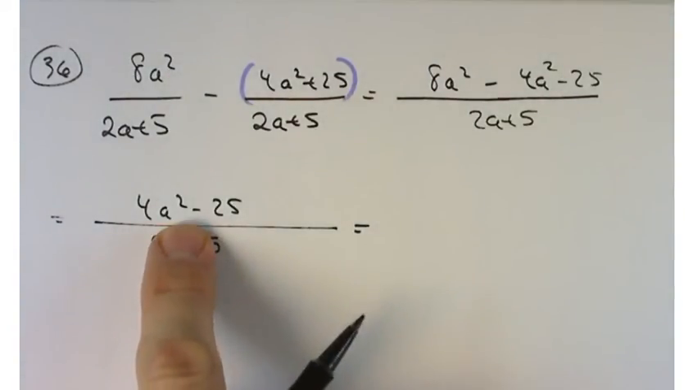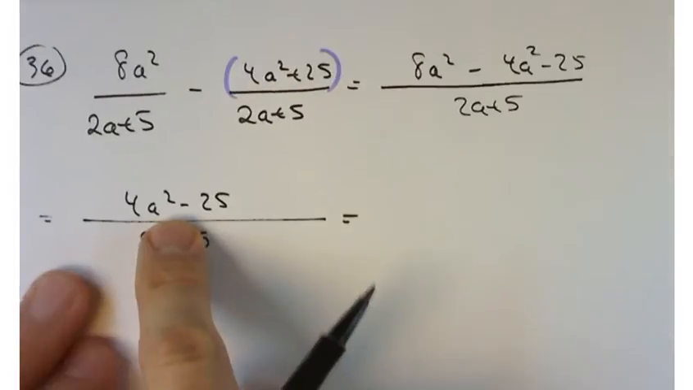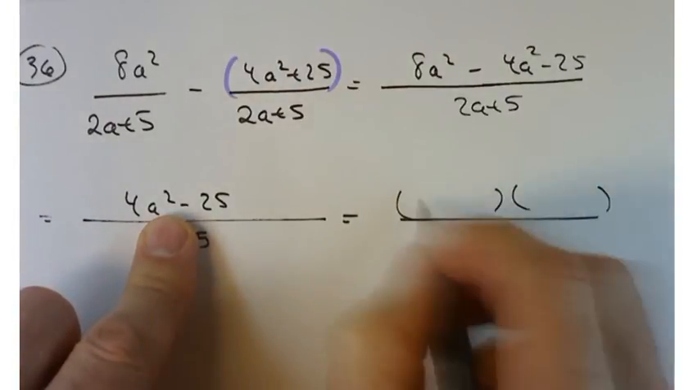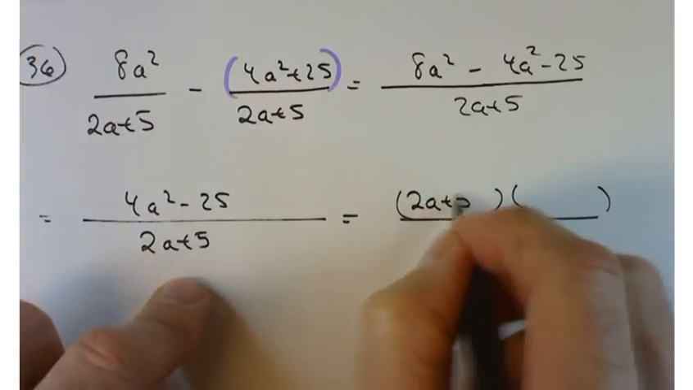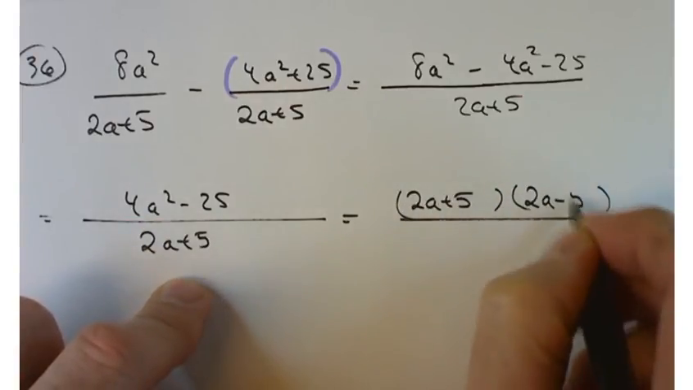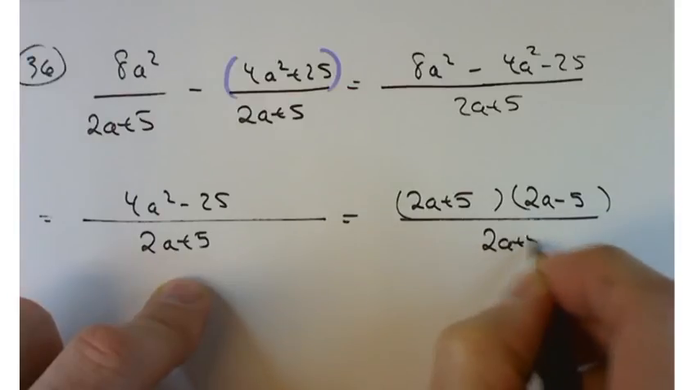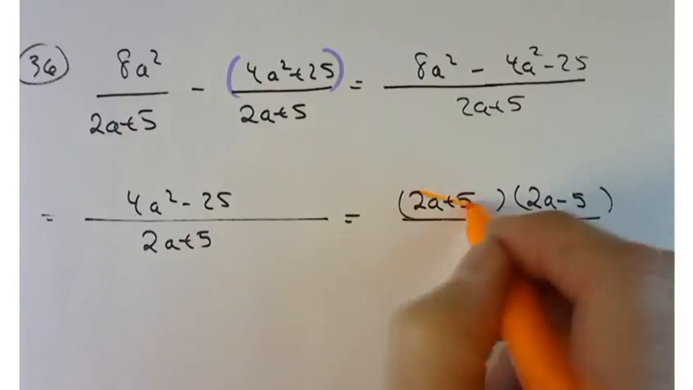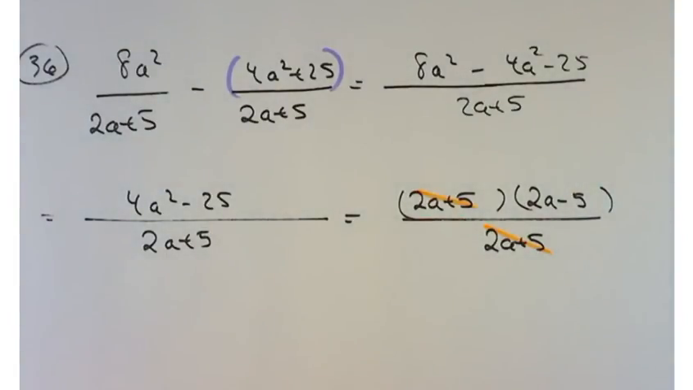Did you recognize this factorization? This is the difference of two squares. So it's going to be 2a plus 5 and 2a minus 5. The 2a plus 5 cancels, and we're left with 2a minus 5.